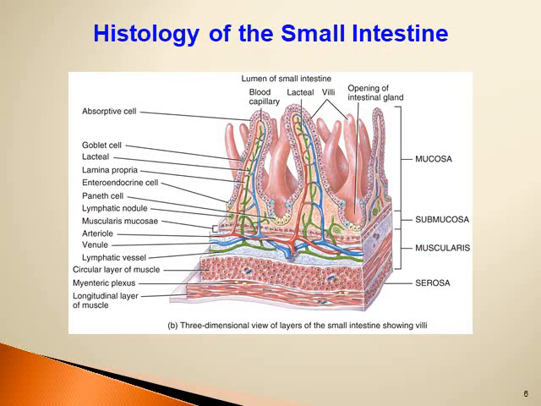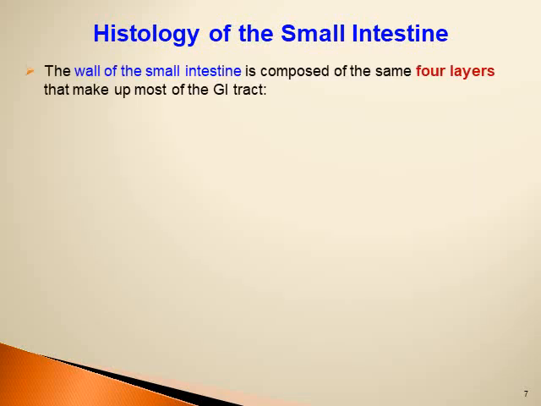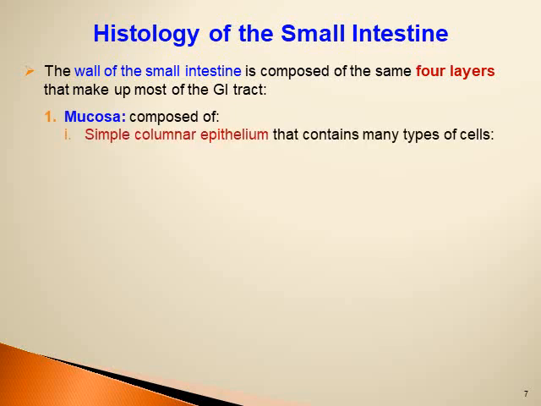Histologically, the wall of the small intestine, like other parts of the alimentary canal, is formed of the 4 basic layers. These are from in to out: the mucosa, the submucosa, the muscularis, and the serosa. The wall of the small intestine is composed of the same 4 layers that make up most of the alimentary canal. The mucosa is composed of simple columnar epithelium that contains many types of cells.